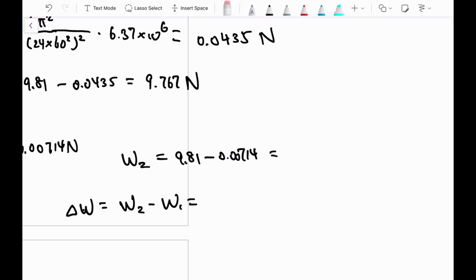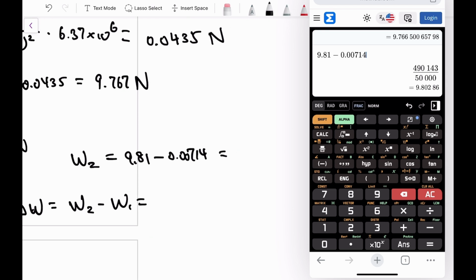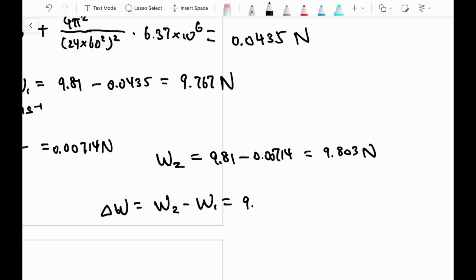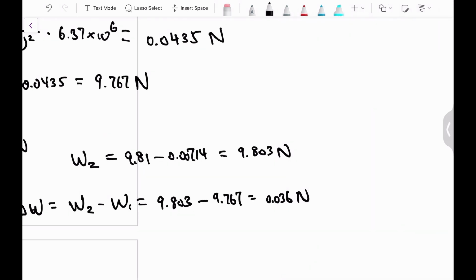This should be smaller. Minus 0.00. Okay, so it's 9.803 newtons. And then we will be able to calculate the difference in weight, which is equal to 0.036 newtons. And this is the answer to the first question.